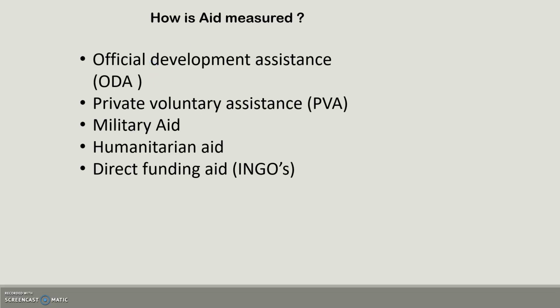Right. How is aid measured? Normally, if rain falls, we measure it through a rain gauge, and you have certain institutions to measure the rain. Likewise, we measure aid through certain categories, and they have names like Official Development Assistance, ODA, Private Voluntary Assistance, PVA, Military Aid, Humanitarian Aid, Direct Funding Aid like INGOs, International Non-Governmental Organizations.